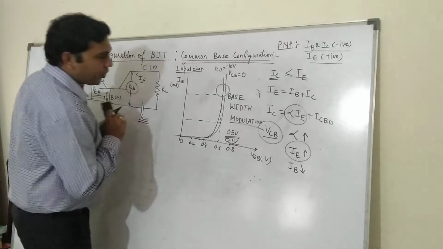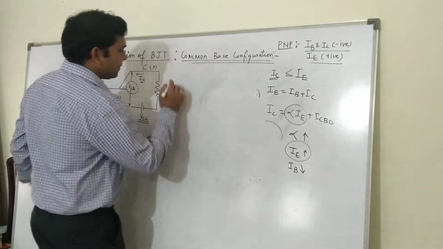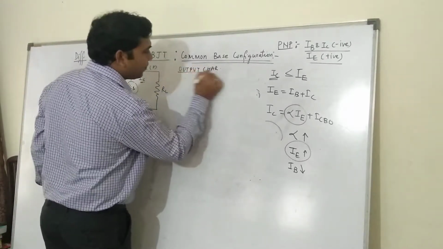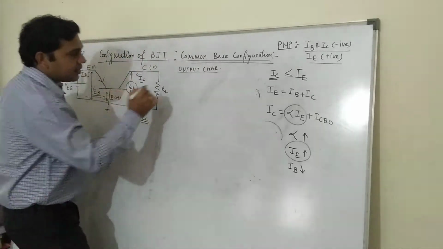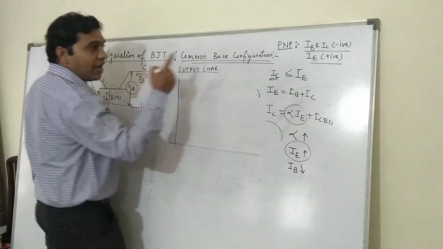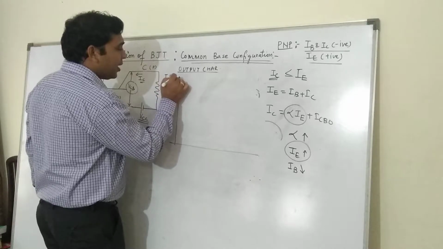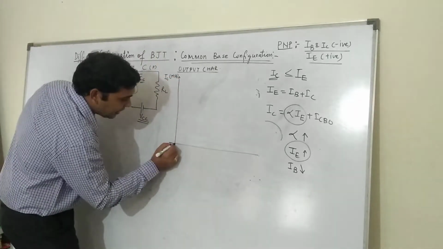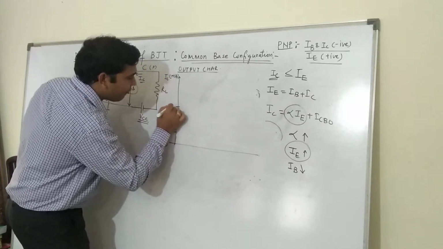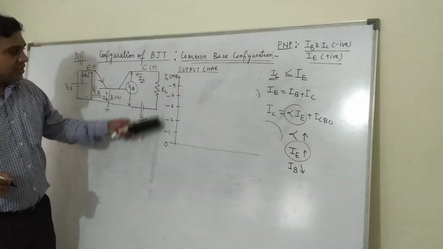Now let me draw the output characteristics. The output characteristics is between IC versus VCB. IC is negative, so I will take here IC in milliampere, and this is negative. Let's say here we have 0, here -1, -2, -3, -4, -5. This is in milliampere.